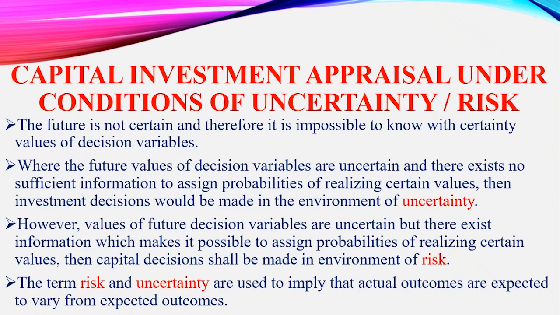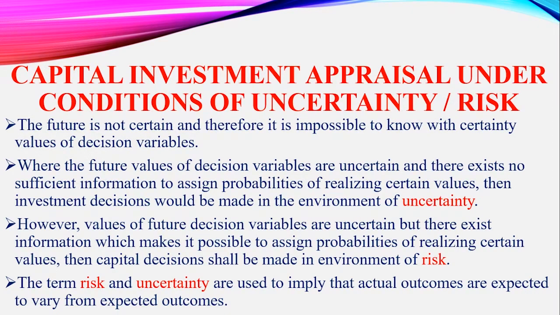And under condition of certainty, we normally appraise projects using different methods. We have the non-discounted methods, or what we call the traditional methods, which include the accounting rate of return and the payback period. Then we have the discounted techniques or methods, which we also call the modern techniques, which include the net present value, the internal rate of return, and the profitability index. I'm not going to look at that in this particular tutorial, but I'm going to specifically focus on the condition of uncertainty or the condition of risk.